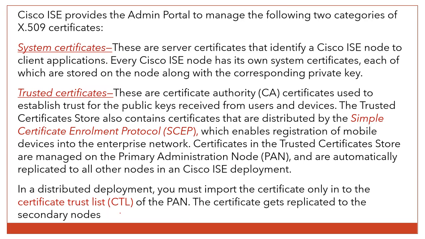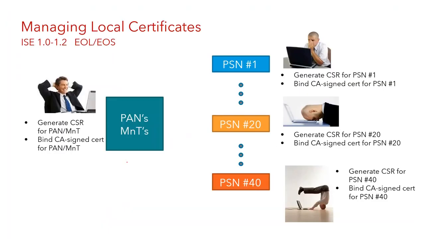Suppose you have to update the certificate on n number of nodes. We will do the update in the PAN, your administration node, and from the PAN it will go and push to each and every individual node. Now why is this important? Here you can see the changes.